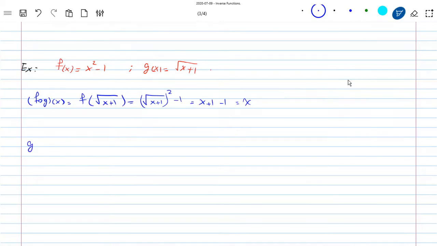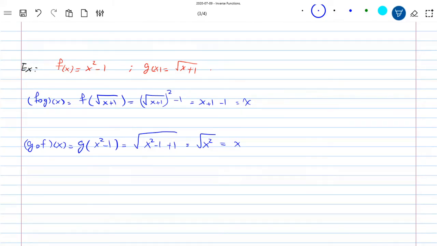How about g of f? This is g of f, where f is x squared minus 1. What we get is square root of x squared minus 1, then there is a plus 1. Square root of x squared. Is that equal to x? This is the question that I want you to answer.